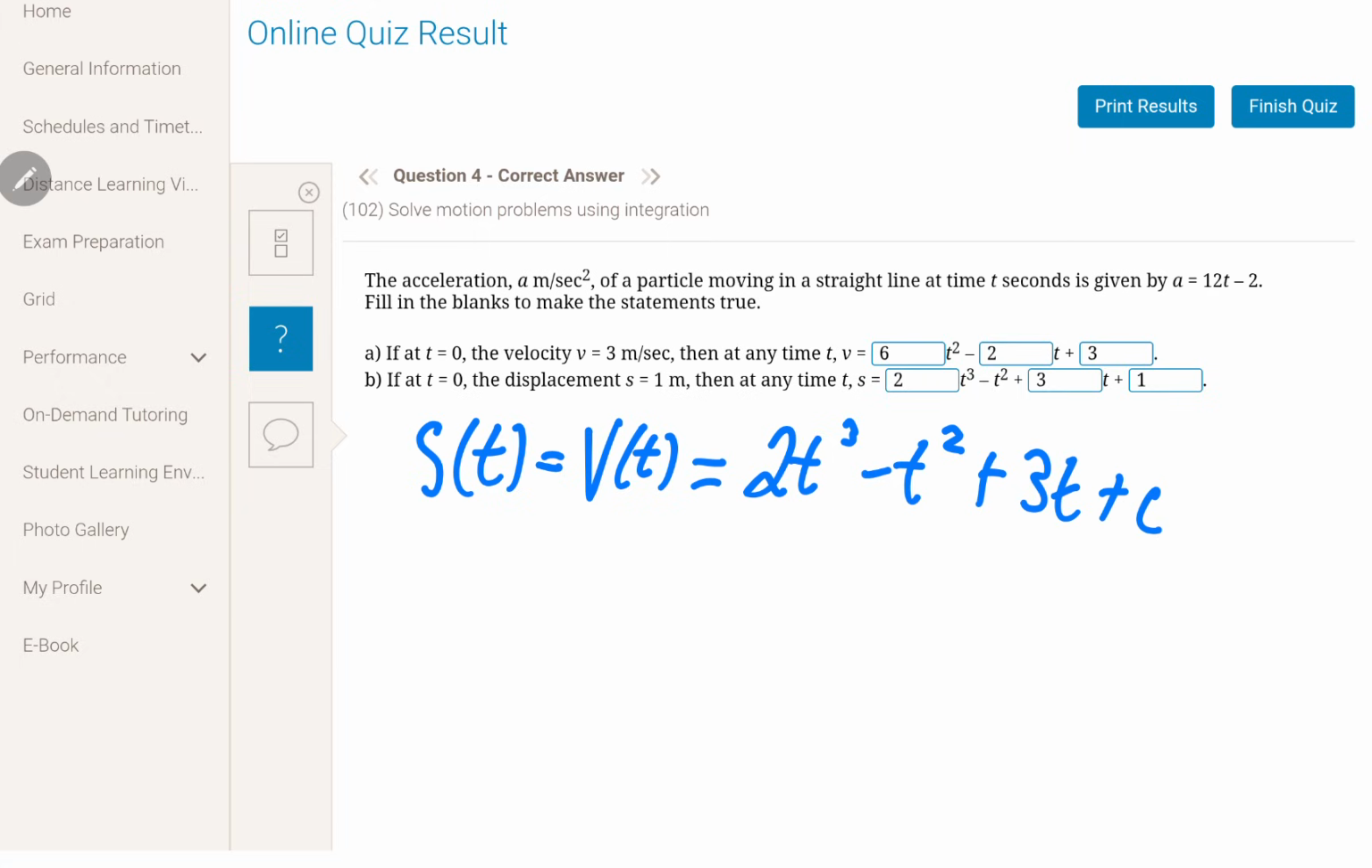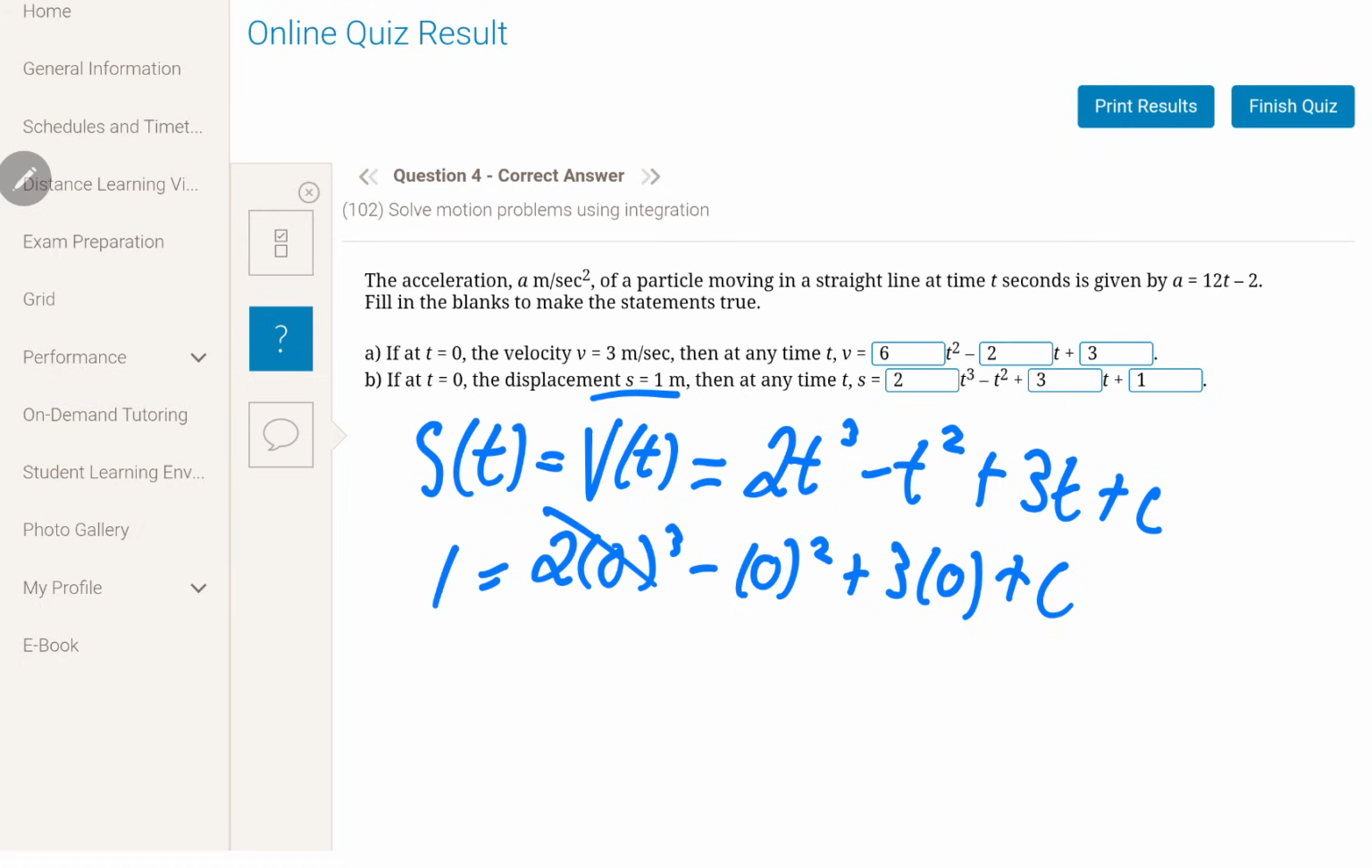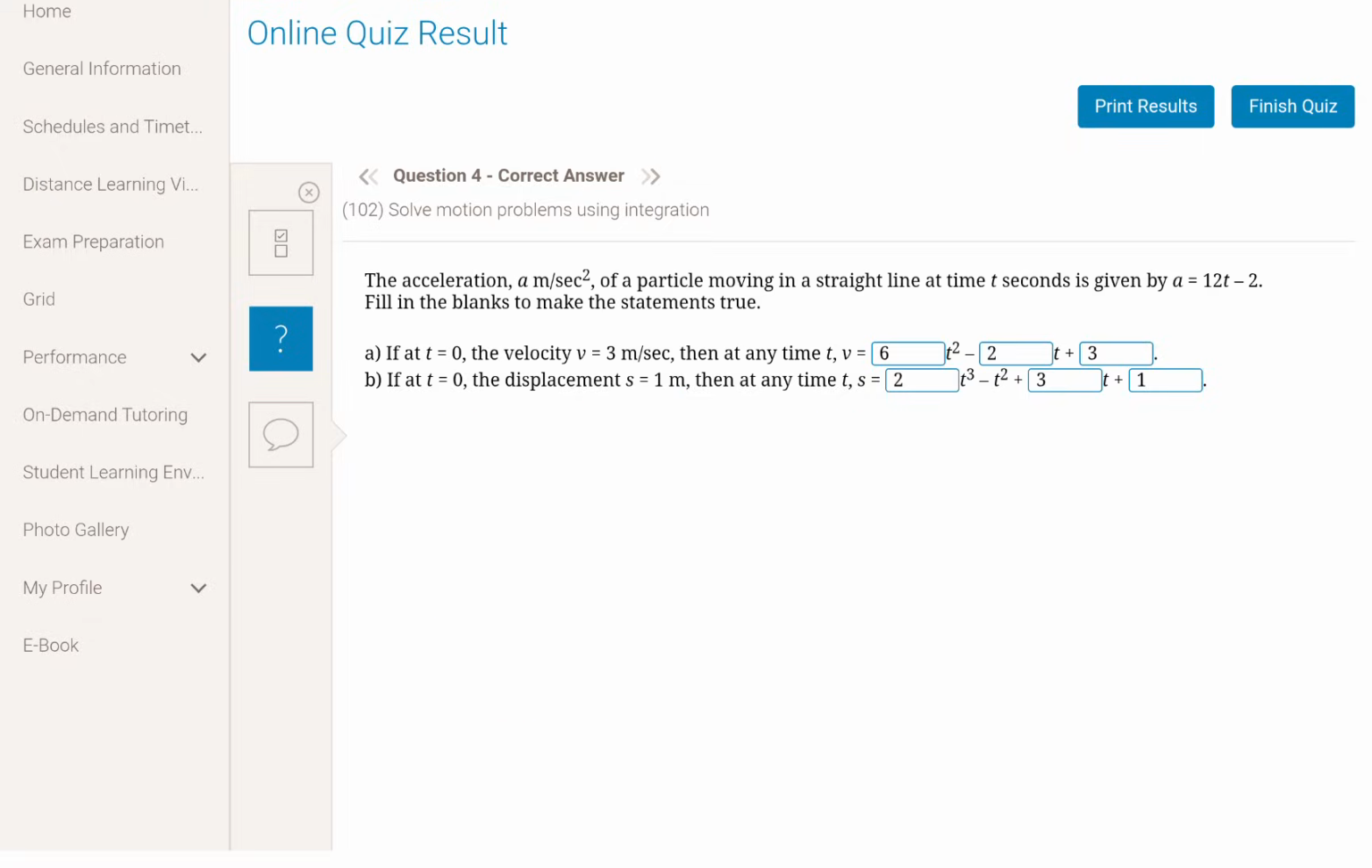Okay, now again, we're going to do the exact same thing. So s is 1 meter. So 1 is equal to, and then t is equal to 0. So 2 into 0 cubed minus 0 squared plus 3 into 0 plus c. So this will give me 0, this will give me 0, this will give me 0. C is equal to 1. So my equation is 2t cubed minus t squared plus 3t plus 1. And that's the answer. Question 5.